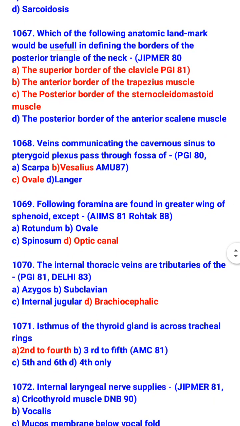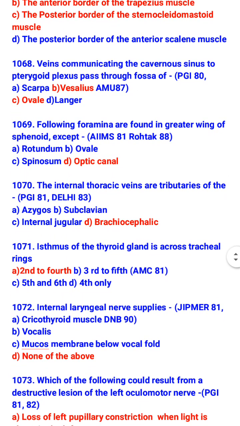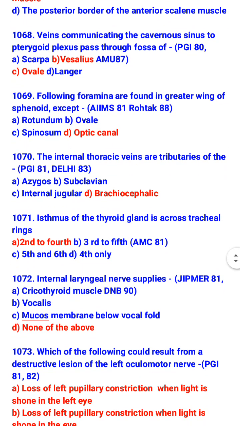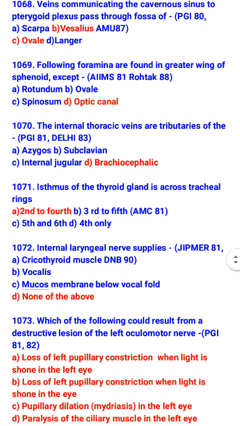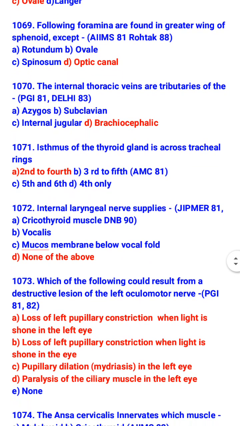Following foramina are found in greater wing of sphenoid except optic canal. So which are the foramina found in greater wing of sphenoid? Foramen rotundum, foramen ovale, and foramen spinosum. The internal thoracic veins are tributaries of the brachiocephalic vein. Isthmus of the thyroid gland is across the second to fourth tracheal rings. Internal laryngeal nerve supplies none of these options.